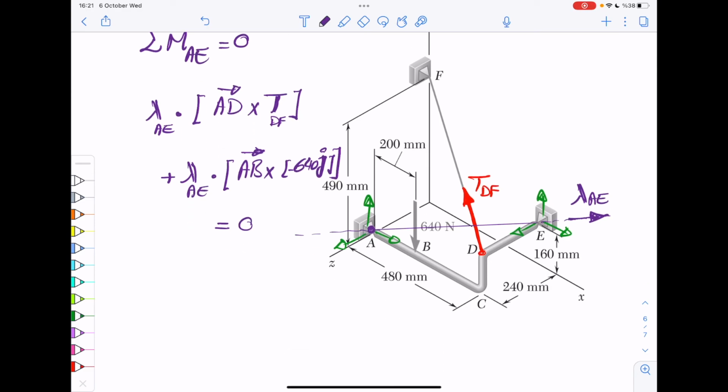Now, all you need to do is to just calculate these little parts of this. So this is clear what it is. What you need to have is AB, AD. For T, you don't know it. I mean, you know the direction of it, but you don't know the component of it, but we can also do that.